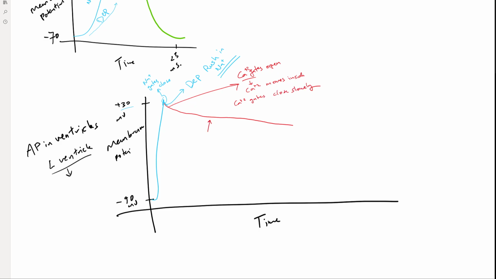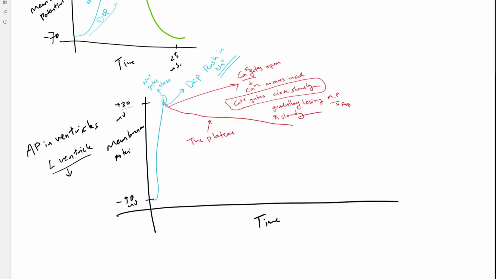And this gives us something we call the plateau. So the plateau is because of the slow closing of calcium gates. So what's happening here is that we are gradually losing membrane potential, okay? Or moving toward repolarization, or gradually repolarizing the membrane potential. Gradually, and importantly, slowly.